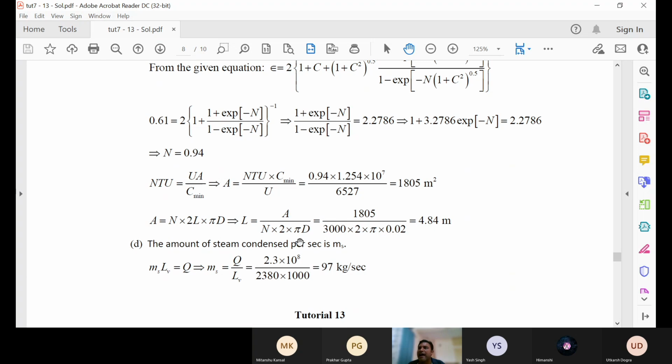Also in the last part we wanted to find out the steam condensed per second. So ms, that is the steam condensed per second, multiplied by latent heat of vaporization, is given as Q. So we can rearrange this equation and calculate ms. So ms is nothing but Q by LV. That comes around 97 kg per second. That is the answer for the last part. Is it clear to everyone?